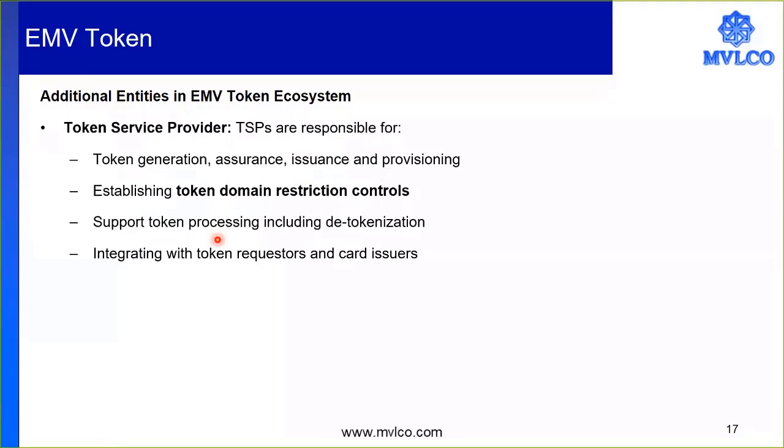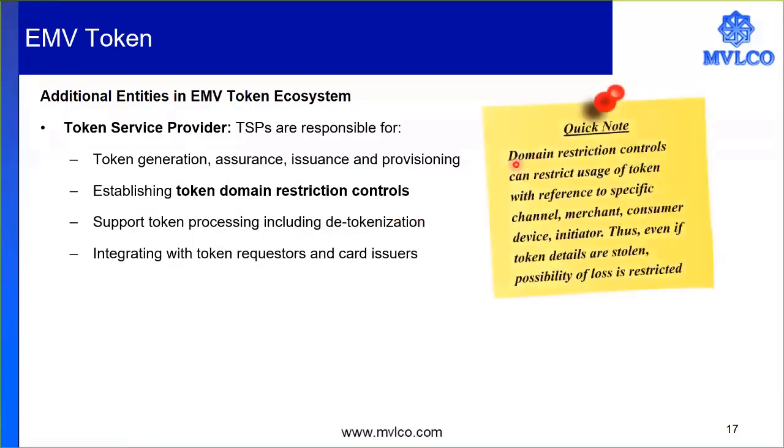Alright. They are responsible for establishing token domain restriction controls. So as I said, what this domain restriction controls mean? They can restrict usage of a token with reference to specific channels, like is it for POS, is it for ATM, is it for your website transaction, etc. They can restrict the usage to a specific merchant. I may say that this token can be used only for, say, Amazon. Then in that case, it cannot be used for any other merchant. It can even be restricted based on the consumer device, meaning I have NFC enabled phone, or do I want to actually have it on my chip card? How am I going to use that? So based on the device, I can actually restrict the usage.